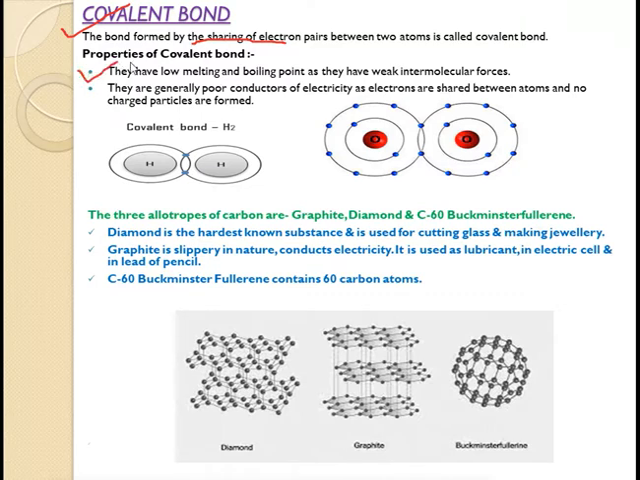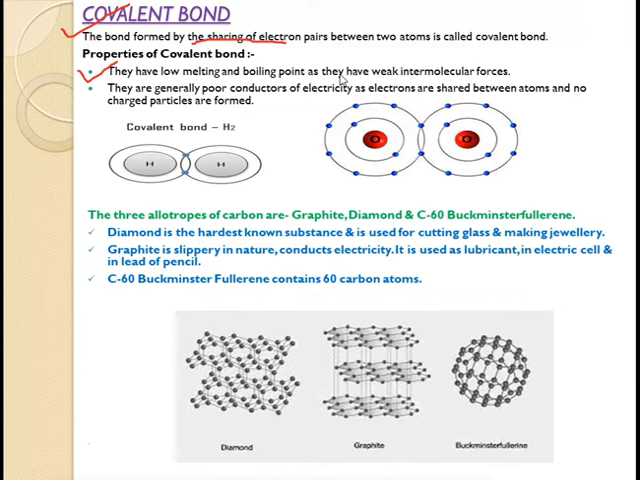The first property of covalent bond is they have low melting and boiling point, as they have weak intermolecular forces. All the compounds which are formed by sharing of electrons have low melting and boiling point. Why? Because the force of interaction between them is very weak. That's why they have low melting and boiling point. So remember that all covalent compounds have low melting and boiling point.